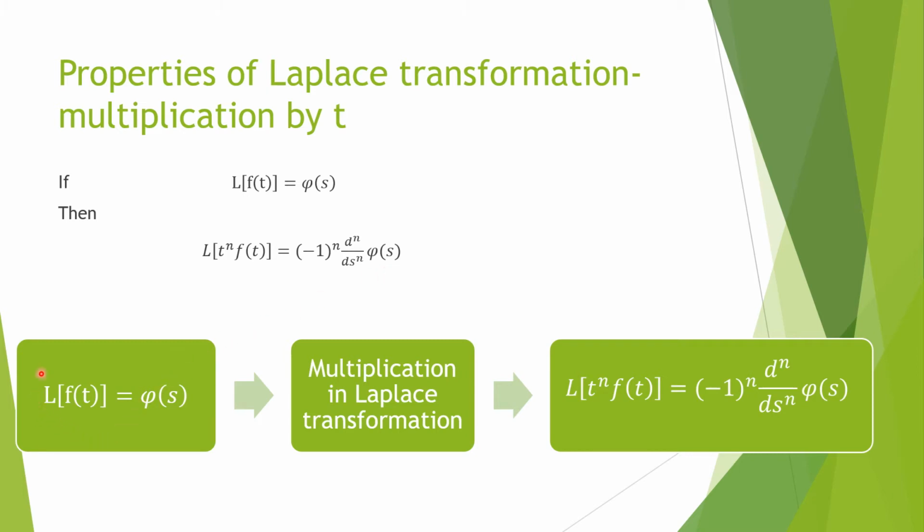Means when we apply the multiplication theorem, f of t will be phi of s, then after applying the multiplication theorem it will become differentiation of that part with respect to s and minus 1 raised to power.